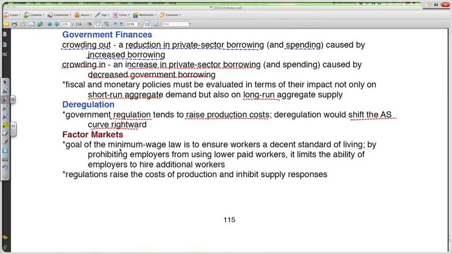Within our factor markets, we have a minimum wage law to state that everyone gets a decent standard of living. But if employers can't hire low-paid workers lower than the minimum wage, they're limiting the ability to hire additional workers that are under the minimum wage. So instead of hiring them below the wage, they just don't hire them at all. So these regulations can raise the cost of production and also inhibit supply responses, such as hiring more workers.